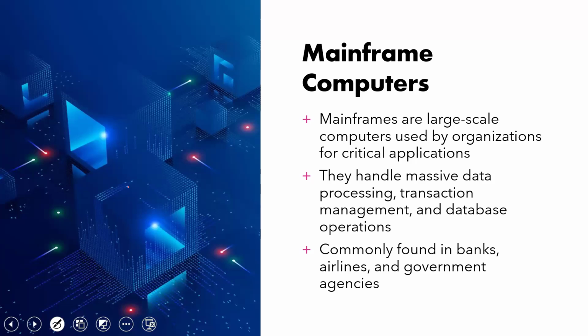Then another type is called the mainframe computers. These are basically large-scale computers used by organizations for critical applications. They handle massive data processing, transactions, and database management operations, and you usually find them in banks, airlines, government agencies, and things like that. So you see, the mainframe is known for its largeness because of its processing. Supercomputers are meant for speed.